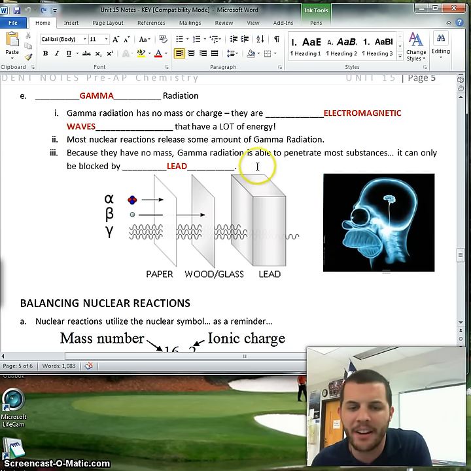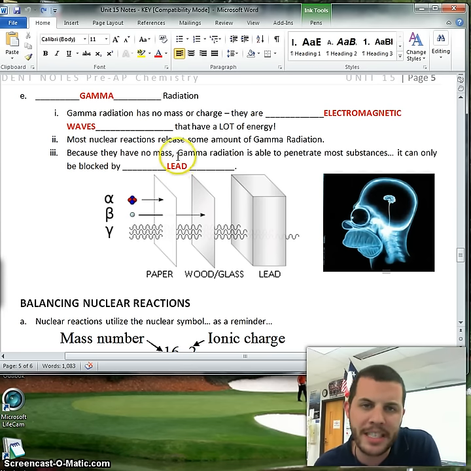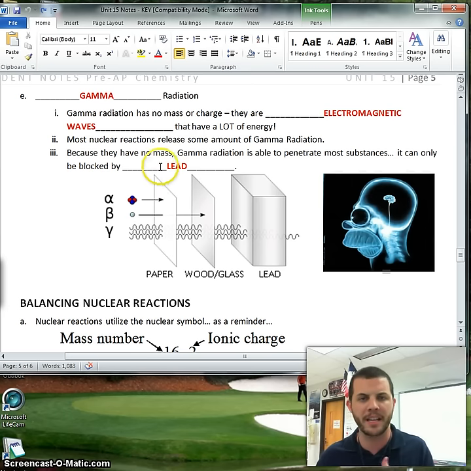These electromagnetic waves have a lot of energy. It says because they have no mass, gamma radiation is able to penetrate most substances. So therefore, we have to block gamma radiation with lead. Very, very thick sheets of lead. That's why when you go to the dentist and get an x-ray done, they put that really heavy blanket on you. That's a lead blanket to prevent the radiation from going into your body. So we can see that alpha particles can be blocked with paper. Beta particles and positrons can be blocked with wood or glass. And lastly, gamma radiation can penetrate all of that and must be stopped with a block of lead.